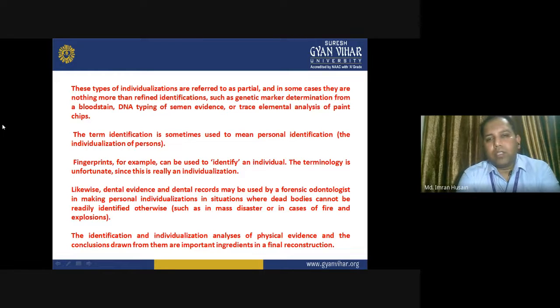The term identification is sometimes used to mean personal identification, the individualization of a person. How that person is different from others, what type of marking he or she is having on the clothes or on the face. Is that person handicapped from somewhere or has anything different from others? Fingertips, for example, can be used to identify an individual. The terminology is unfortunately, since this is really an individualization. So every person on this planet has got his own fingerprints. Okay, no fingerprints are similar.